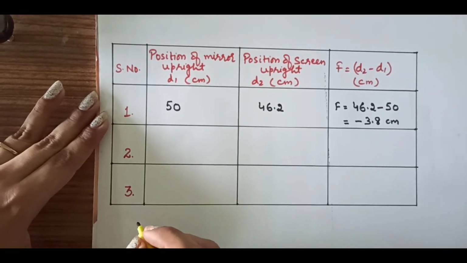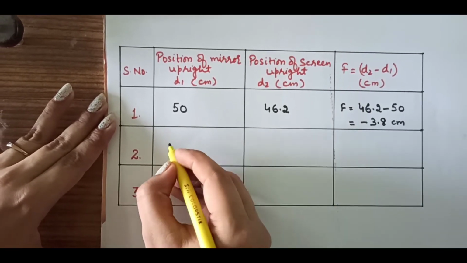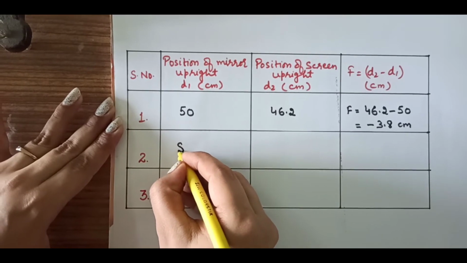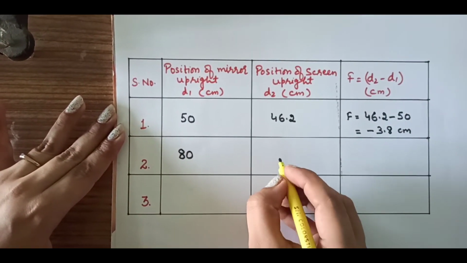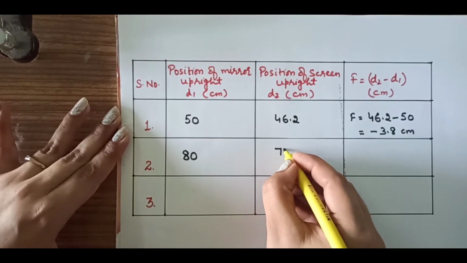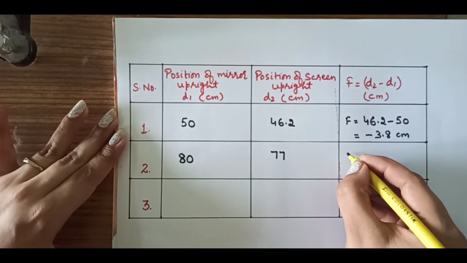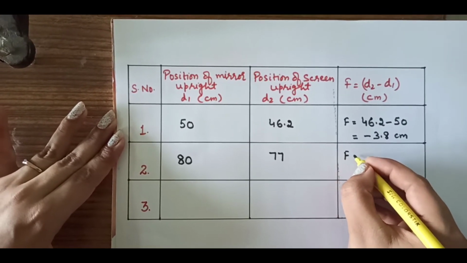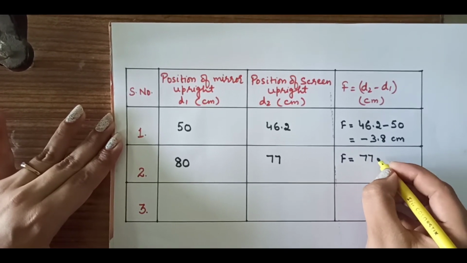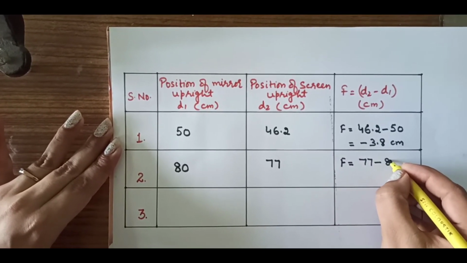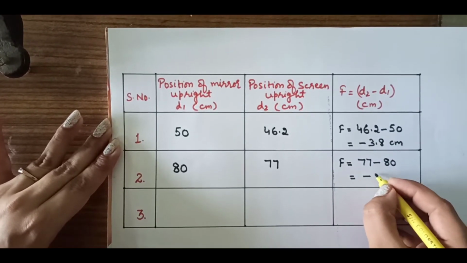Now the second observation is: position of the mirror upright was 80 centimeter. Position of the screen upright was 77 centimeter, and we will find the focal length by subtracting 77 from 80. Then we will get minus 3 centimeter.